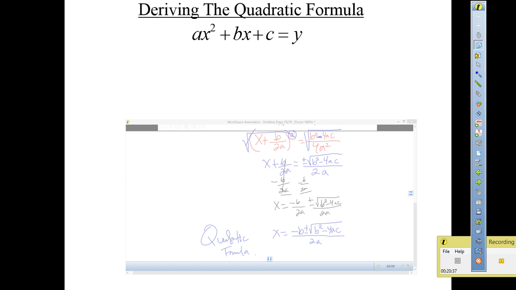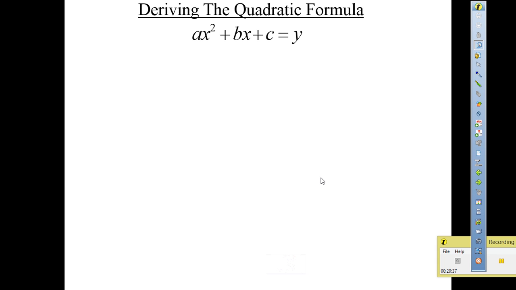So, in the back, copy this down, please. In the back, write this down. Deriving the quadratic formula. ax squared plus bx plus c equals y.